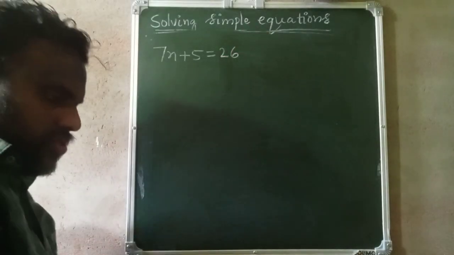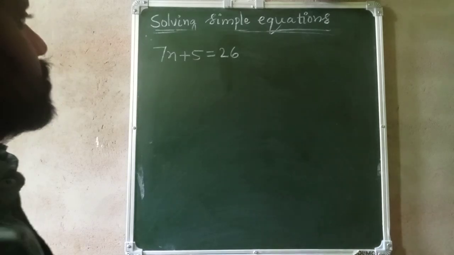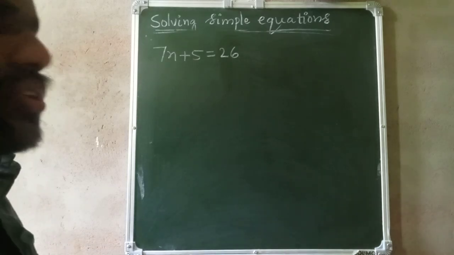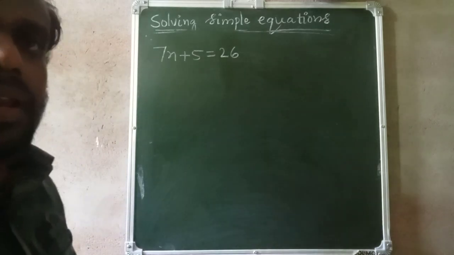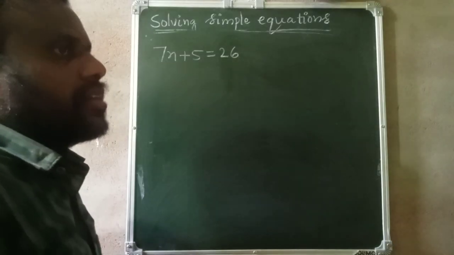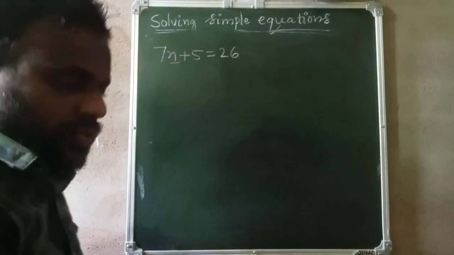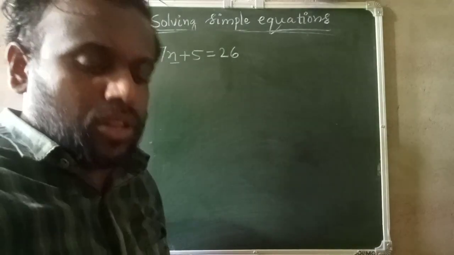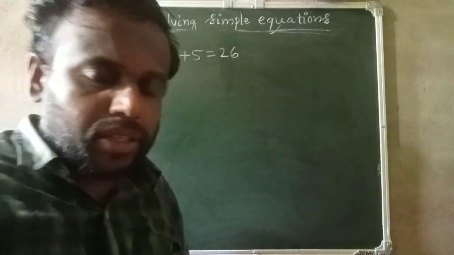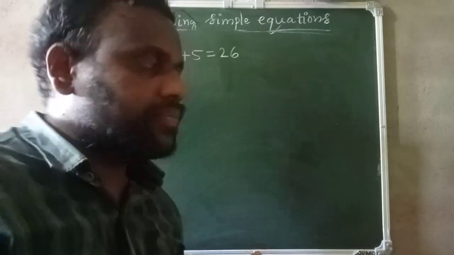Okay, so this is another equation. So here what is the variable? The variable here is n, correct? See, so n is the variable. Now we have to find the value of that n.